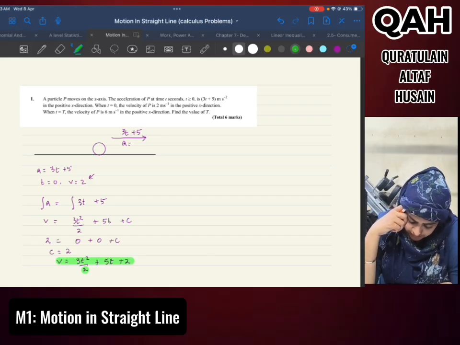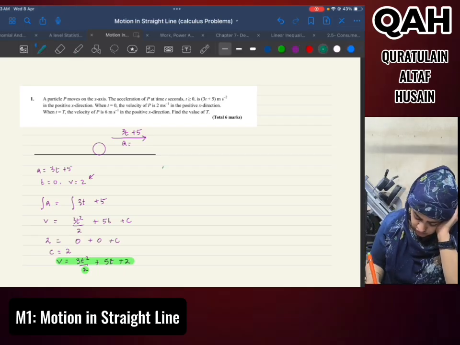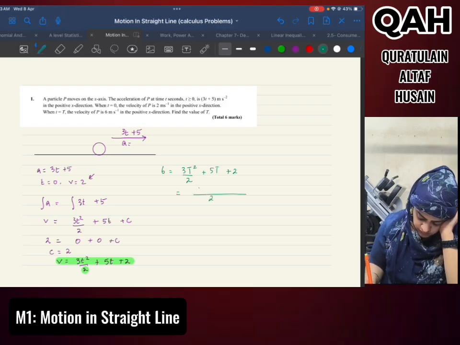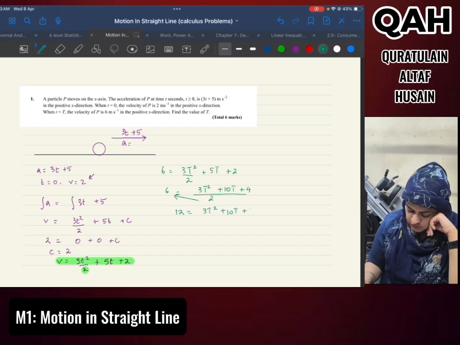Now it says that when time is equal to capital T, velocity is 6. We are going to substitute v equal to 6 in this equation, and we will substitute capital T as time: 3T squared upon 2 plus 5T plus 2. Now we take out the LCM, make all the denominators the same, so this becomes 3T squared plus 10T plus 4 is equal to 6. Now we can cross multiply. 12 is equal to 3T squared plus 10T plus 4.